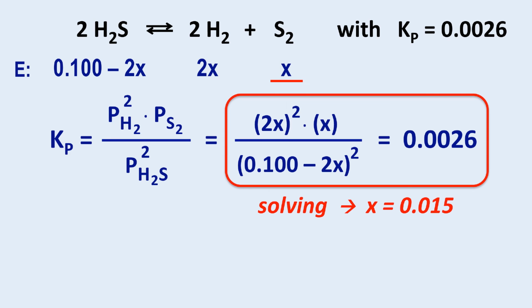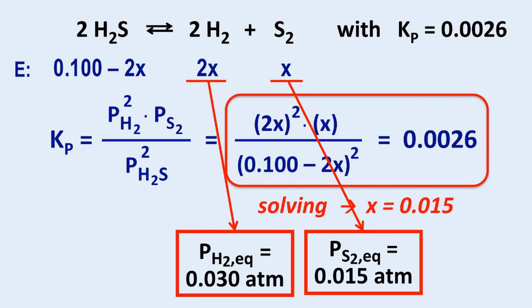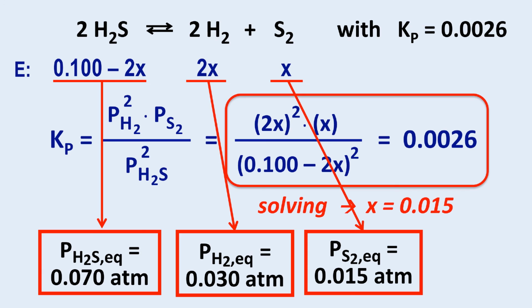So S2 at equilibrium is equal to x. x is equal to 0.015. So the pressure of S2 at equilibrium is 0.015 atmospheres. 2x is the amount of pressure of H2 at equilibrium. So that's 2 times 0.015 or 0.030 atmospheres for H2 pressure. And then H2S is 0.1 minus 2x. And again, x is 0.015, so it's 0.1 minus 0.03, which is 0.07. So the pressure of H2S at equilibrium is 0.070 atmospheres.